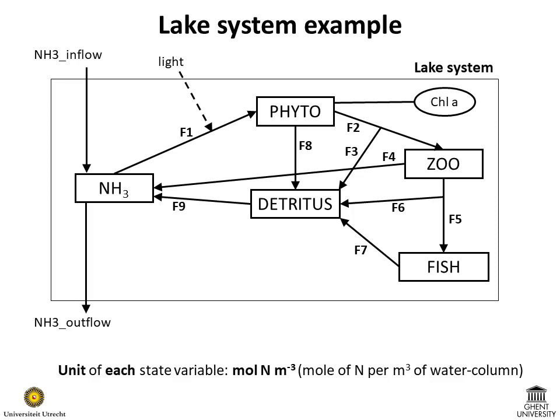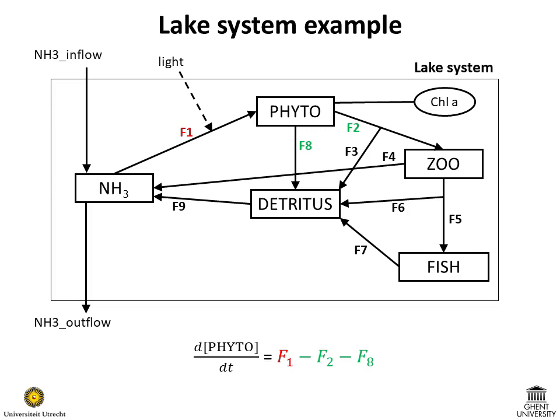We illustrate this using the lake model we have analyzed before. At this stage, we are not going into detail about the underlying nature of each process, but simply write the mass balances as implied by the conceptual diagram. We recall that the model currency is nitrogen, and in this particular case, each state variable has a unit of moles of nitrogen per cubic meter of water column.